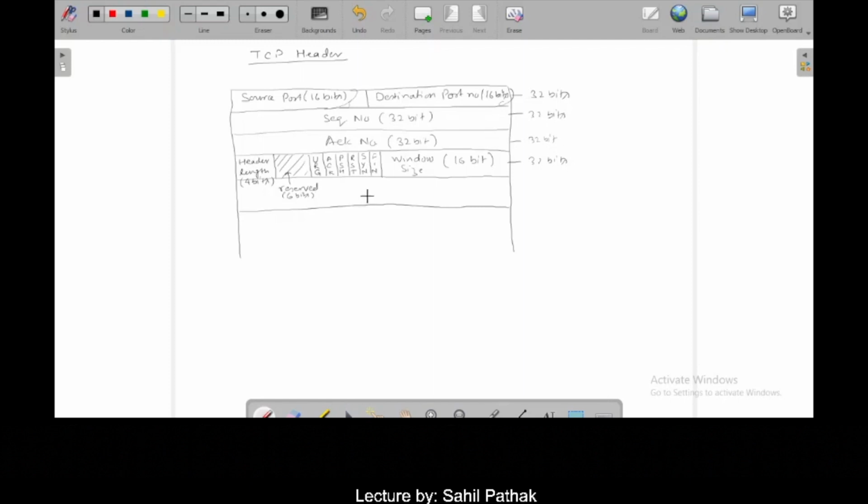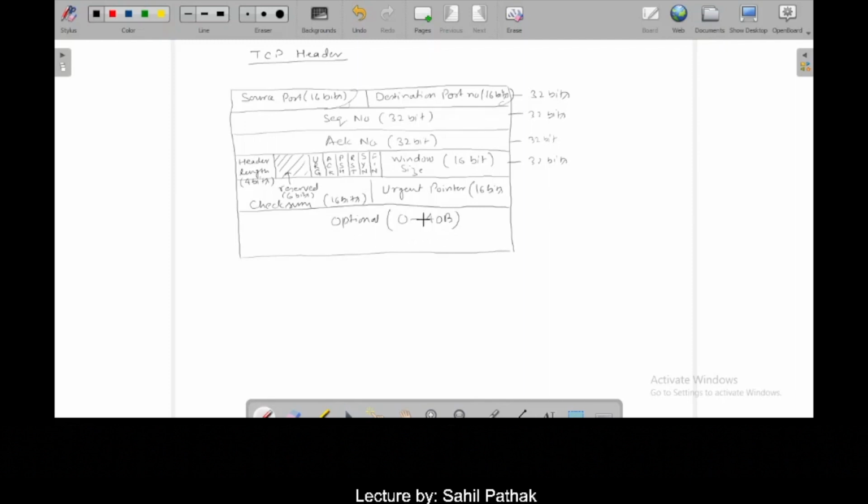Here in the next row we have checksum of 16 bits, and then urgent pointer, that is also 16 bits. And in the rest of the body we have the optional part, which is 0 to 40 bytes.